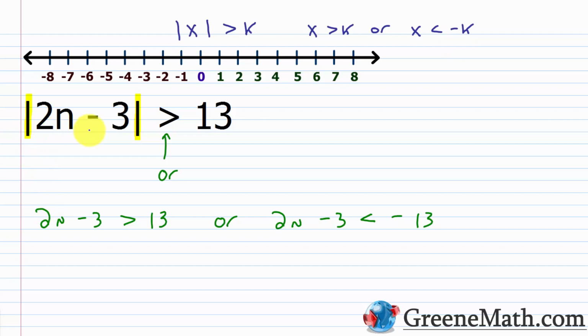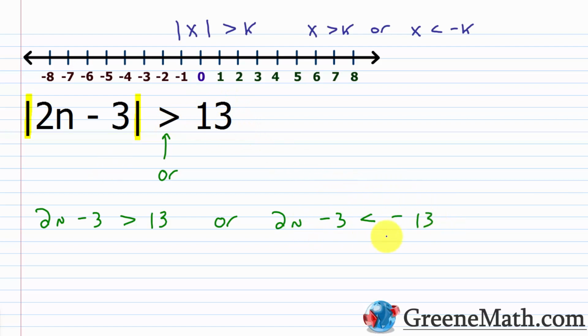The first one is just remove the bars, as we have here. We just remove the bars, we have x is greater than k. The second one is remove the bars, flip the sign, make it negative. So we remove the bars, we flip the sign from greater than to less than, we made 13 -13.